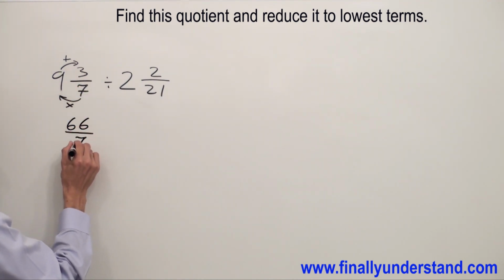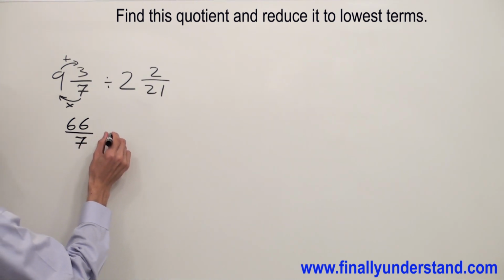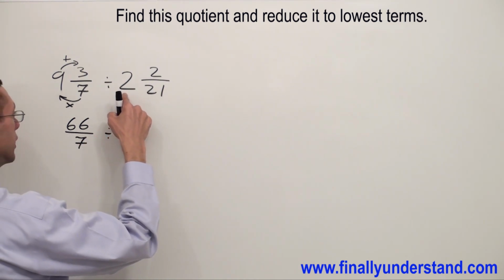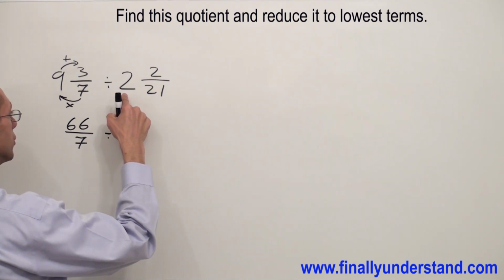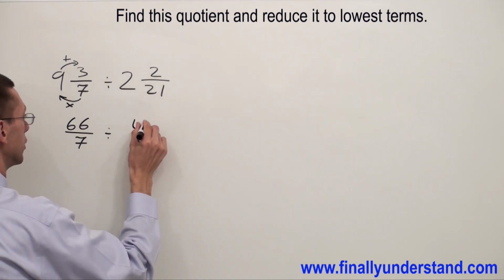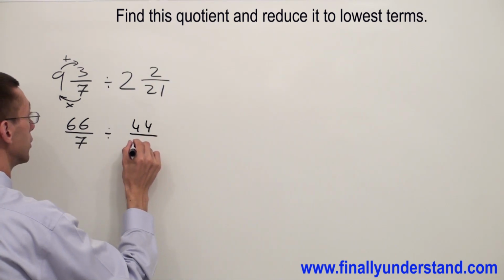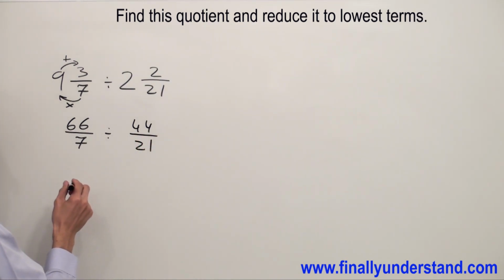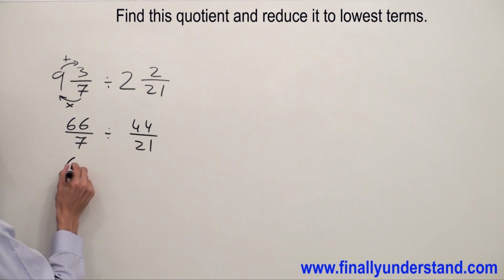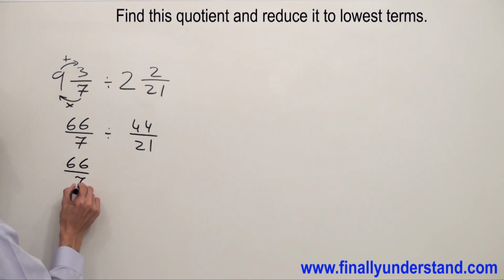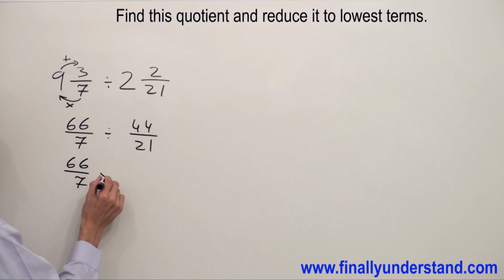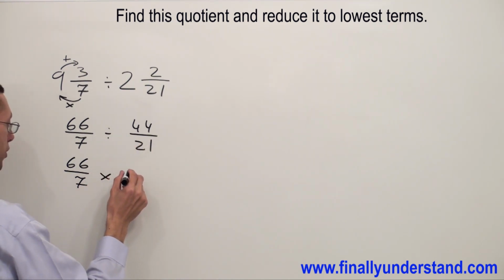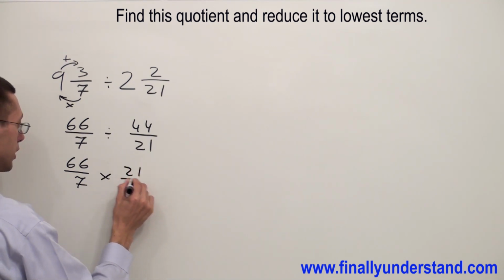66 over 7. Divide by 21 times 2 is 42, plus 2 is 44 over 21. Anytime we divide fractions, we have to copy the first fraction down. We have 66 over 7. Division I have to change to multiplication, and I have to find the reciprocal of the second fraction, which is 21 over 44.